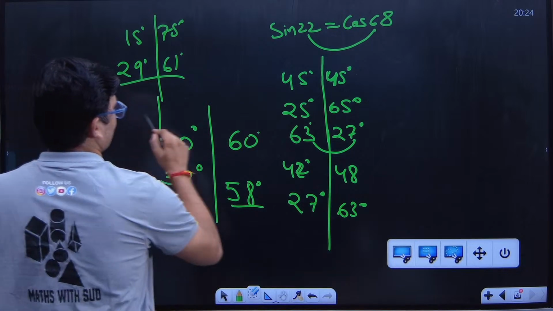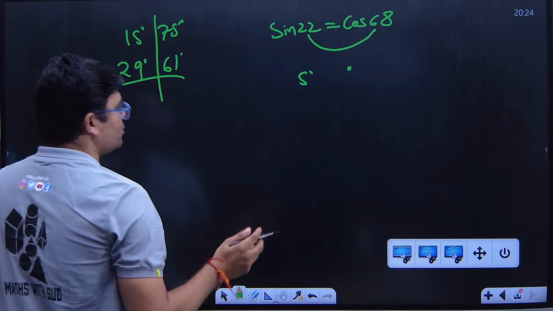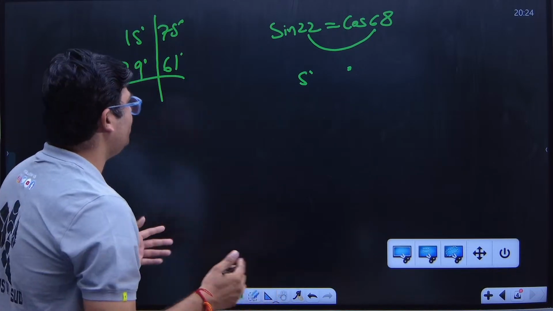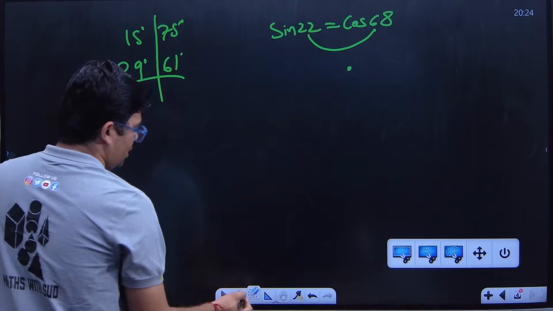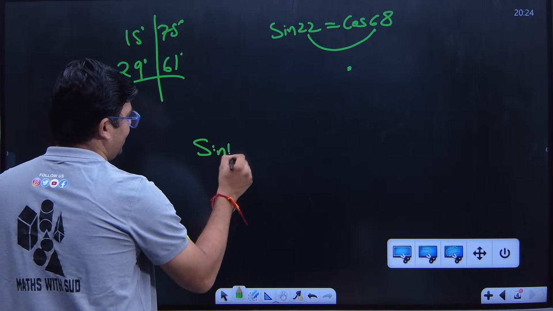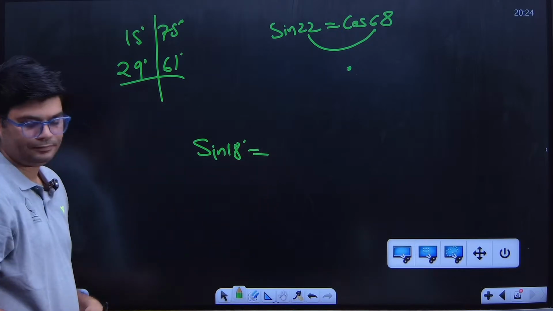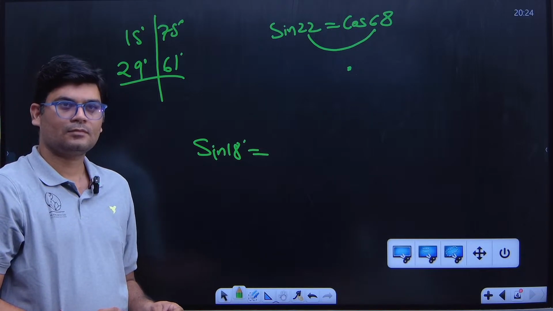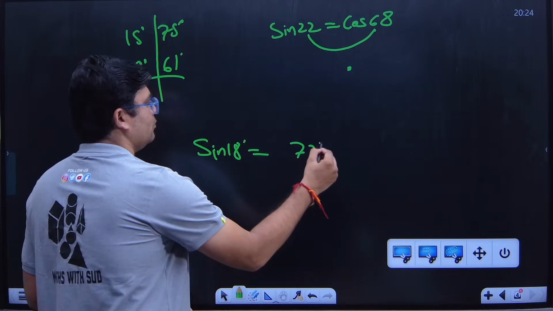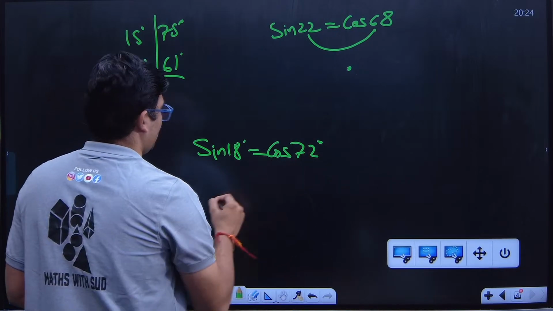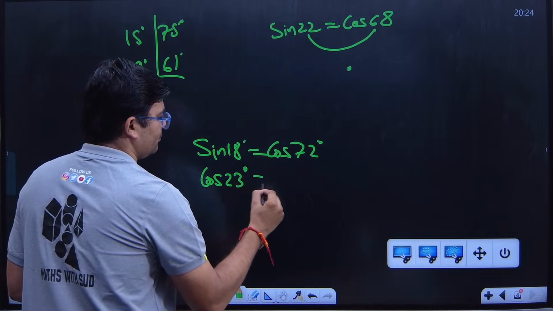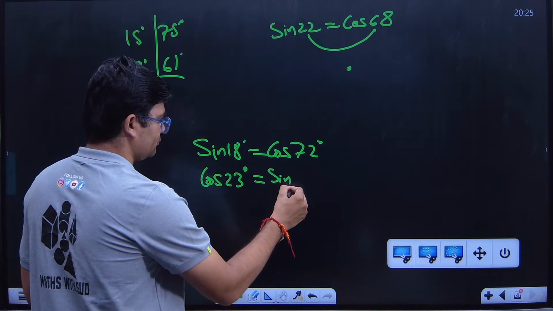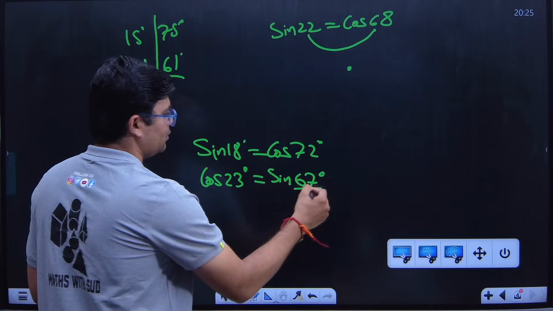First I am playing it for sine and cos only, and then we can play for tan and cot, secant and cosecant, all the complementary angles. Be quick, tell me for sine 18 degrees. It'll be 72. No, what 72? Cos. Cos 72. Okay. Now tell me cos 23 degrees. So it'll be sine 67. Very good. Wonderful.